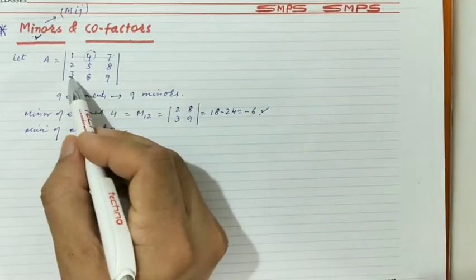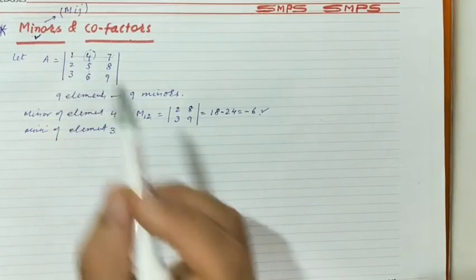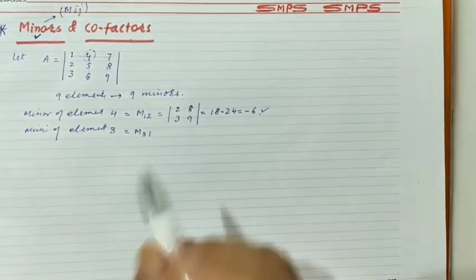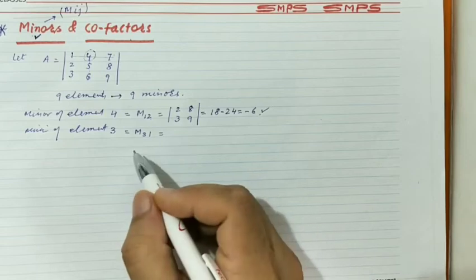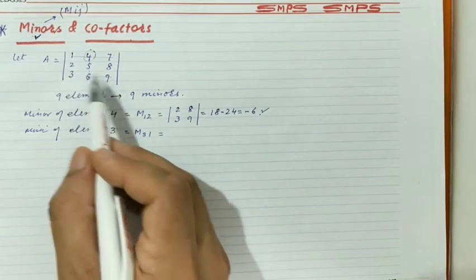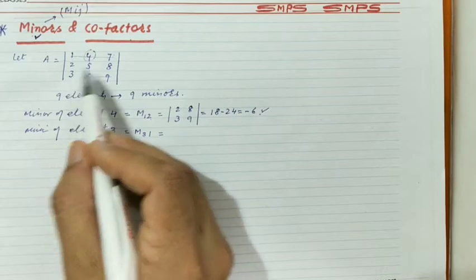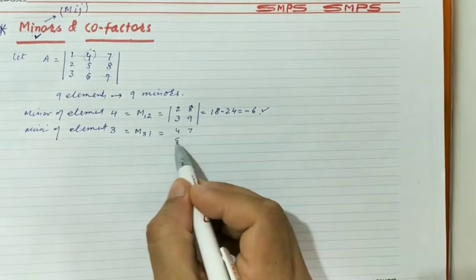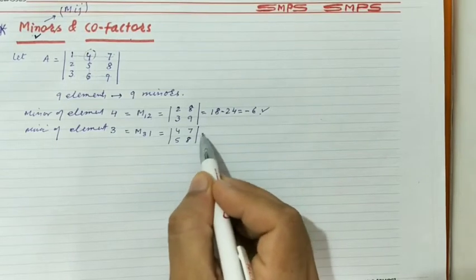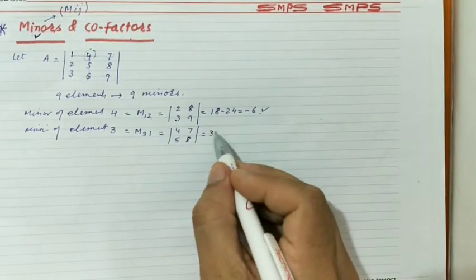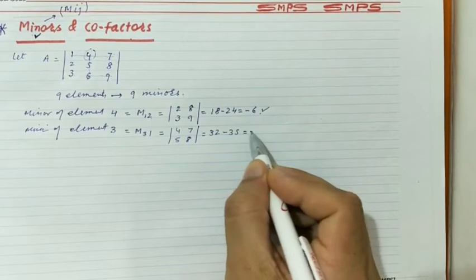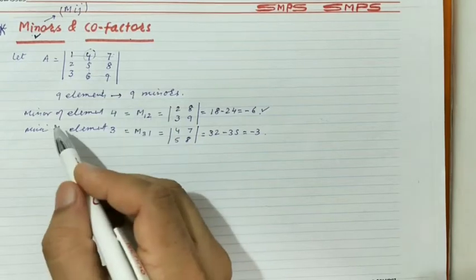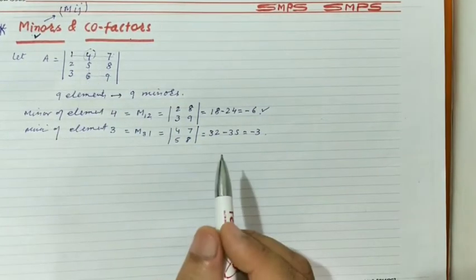Similarly, if you find the minor of element 3, where does 3 lie? It lies in the third row, first column, which means M31. When you delete this row and this column, the elements left are 4, 7, 5, 8. Write in determinant form, and after simplification you get 32 minus 35, which is equal to minus 3. In this way, you can find the minor of other elements also.